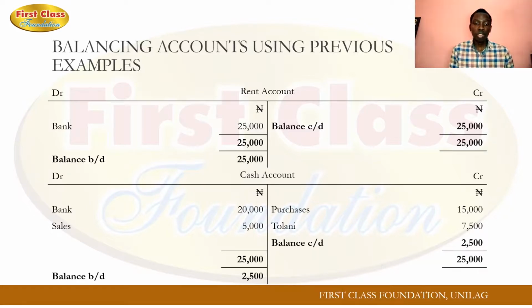Then our cash account: the withdrawal of cash from the bank, 20,000. The cash sales made, 5,000. The purchases that were made in cash, 15,000. The payment of balance to Tolani, 7,500. So we have our balance in the cash account as 2,500, representing the amount of cash the business has.